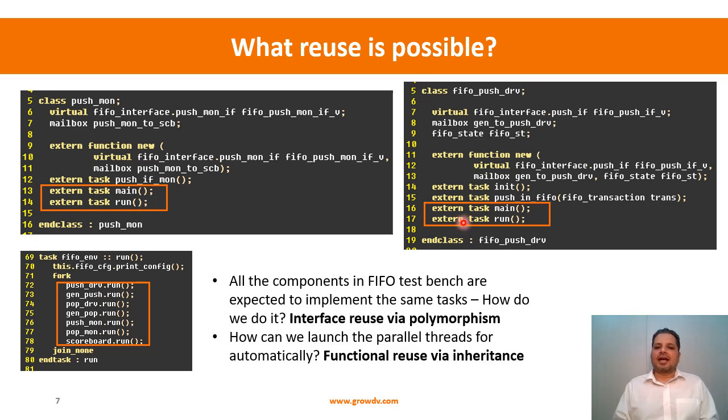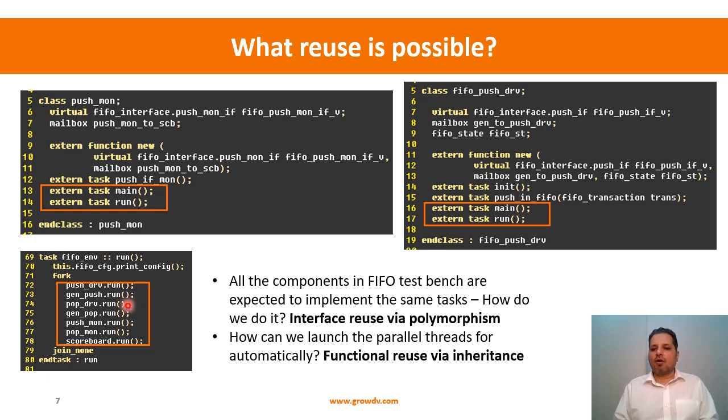That is something that I can accomplish using the, I'm talking about the simplest, lowest reuse possible. So I can do an interface reuse via polymorphism. And then why does somebody have to sit and write this code of just launching the run task, right? To think about it, right?